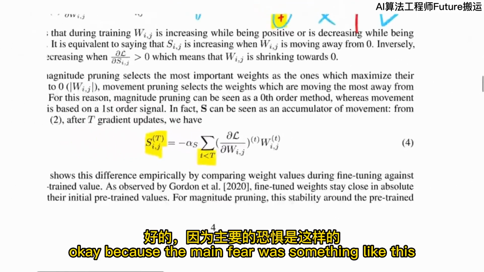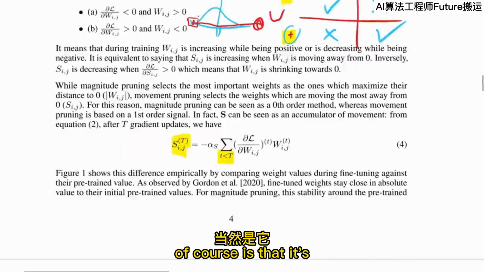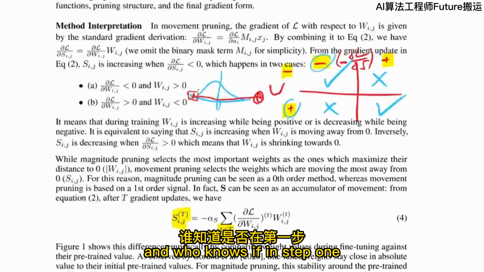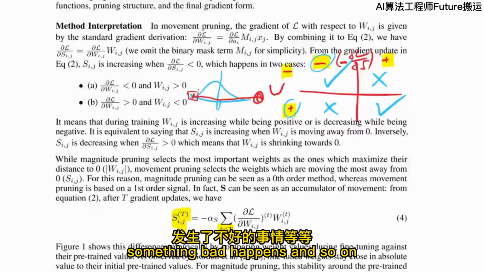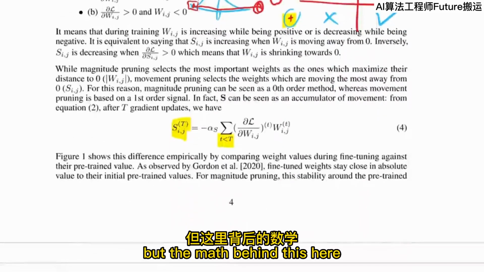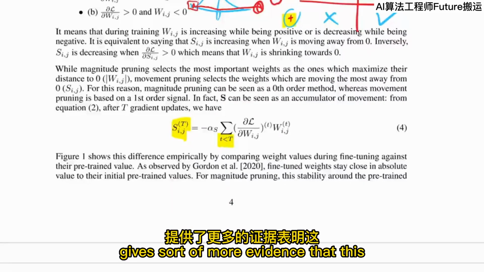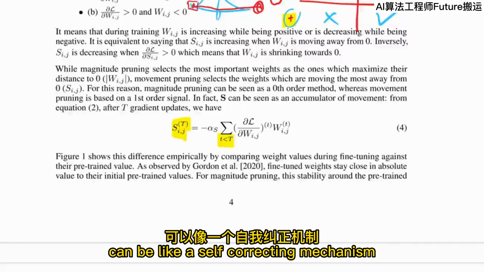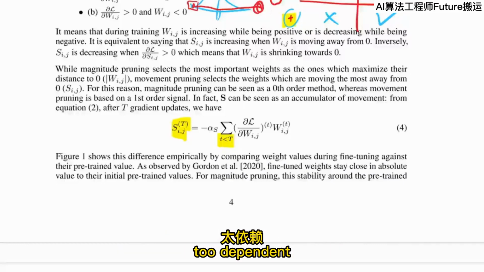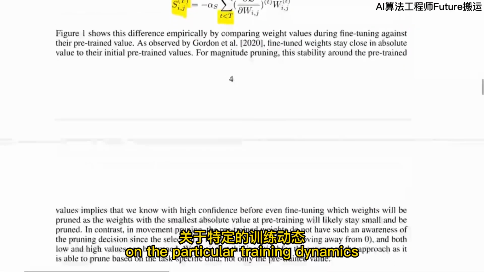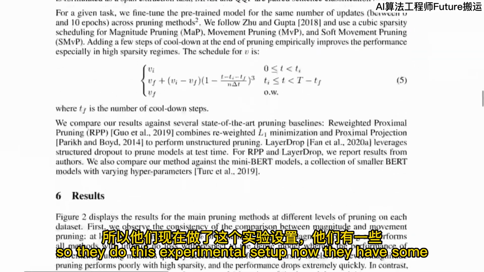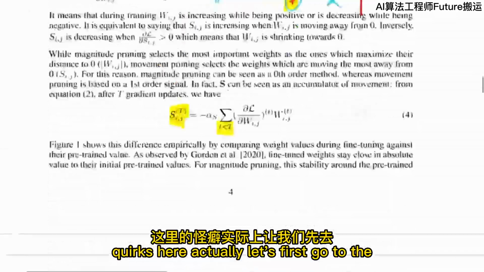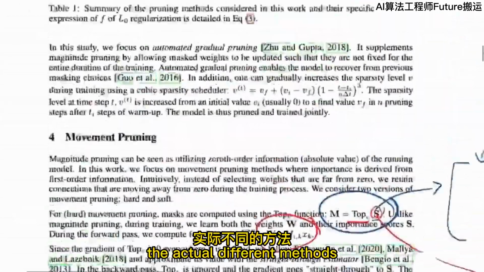Okay, because the main fear with something like this, of course, is that it's very brittle and very much depends on the training dynamics, and who knows if in step 1 something bad happens and so on. But the math behind this gives more evidence that it can be a self-correcting mechanism and is actually not too dependent on the particular training dynamics. So they do this experimental setup. Now they have some quirks here. Actually, let's first go to the actual different methods.